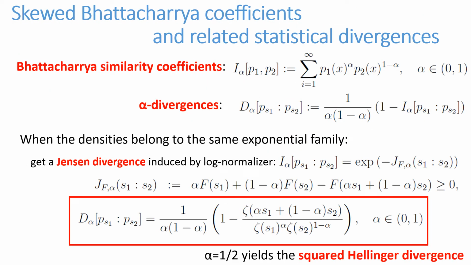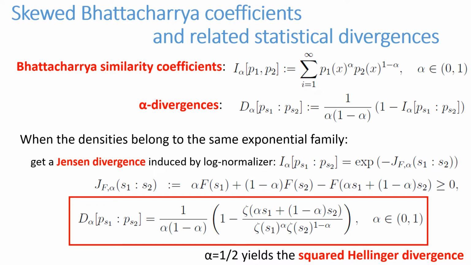We now come to define similarity coefficients and statistical distances between power law distributions. An important family of statistical divergences in information geometry are the alpha divergences, which can be expressed as a function of the Bhattacharyya similarity coefficient, also called the affinity coefficient.